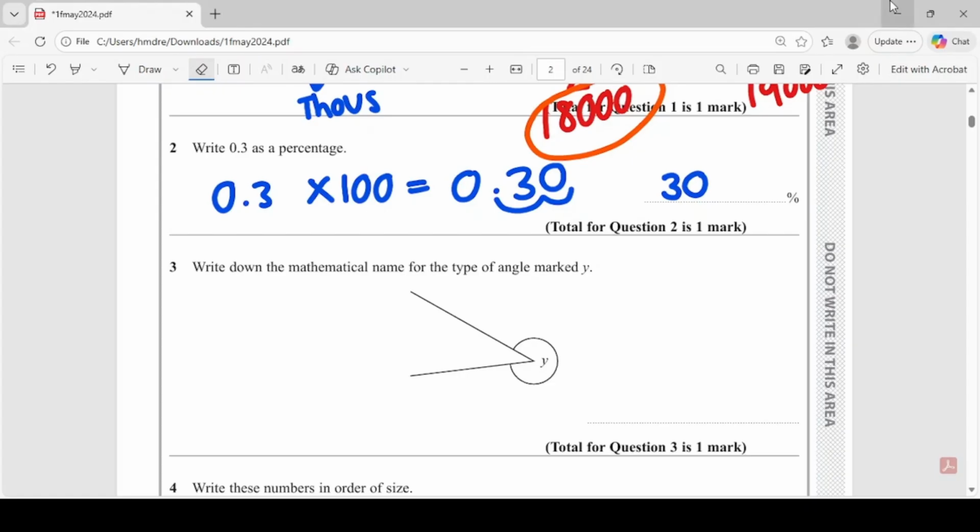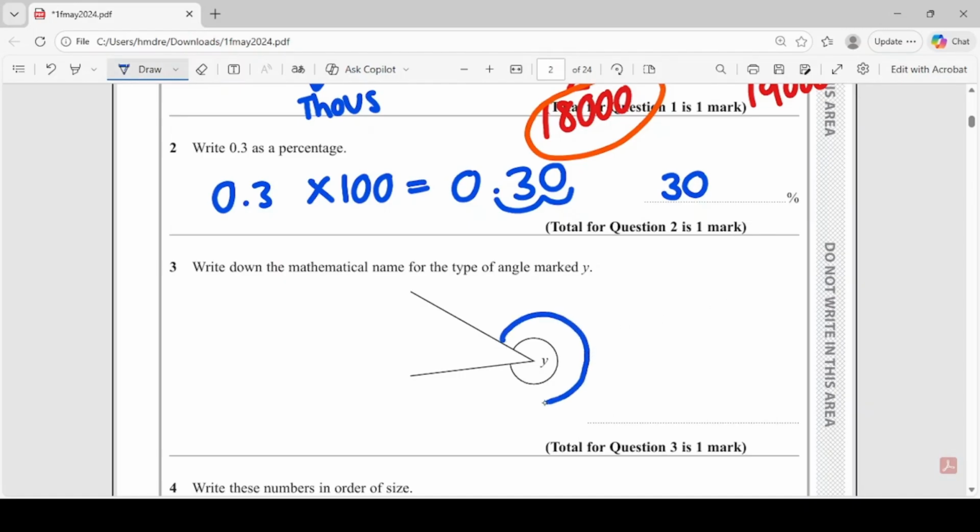Question 3, write down the mathematical name for the type of angle marked y. So we are looking at this really big angle here. So we can see this angle it's bigger than 180, but smaller than 360. We call that a reflex angle. So that would obviously be one that you just have to know.